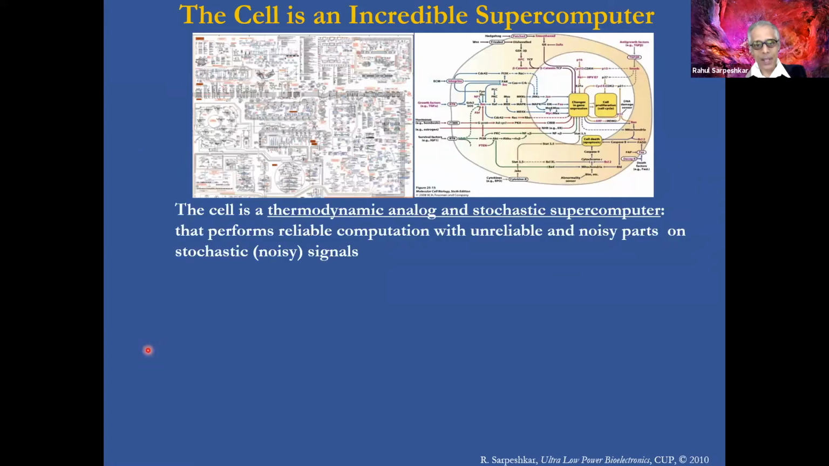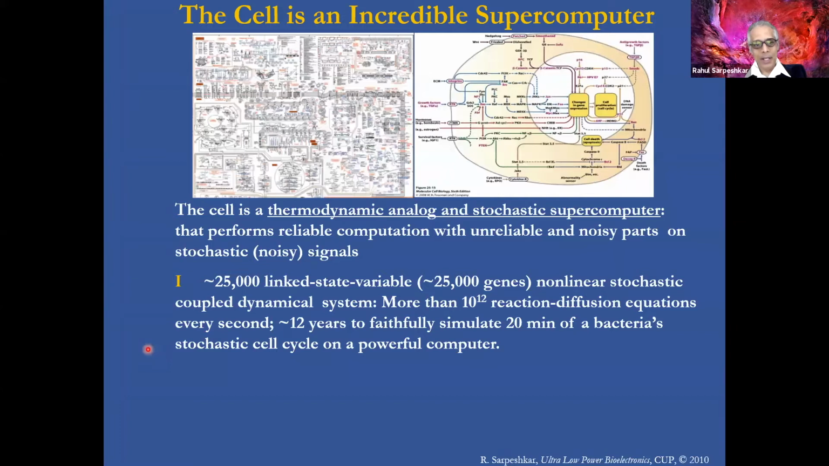And it has been estimated that the cell, which is a thermodynamic analog and stochastic supercomputer, what does that mean? It means that it's a computer that doesn't just work with ones and zeros like digital computers, but in fact has events that are probabilistic, leading to shades of gray, analog and probabilistic computation. And that noisy, unreliable computation is what is used in the cell to compute.